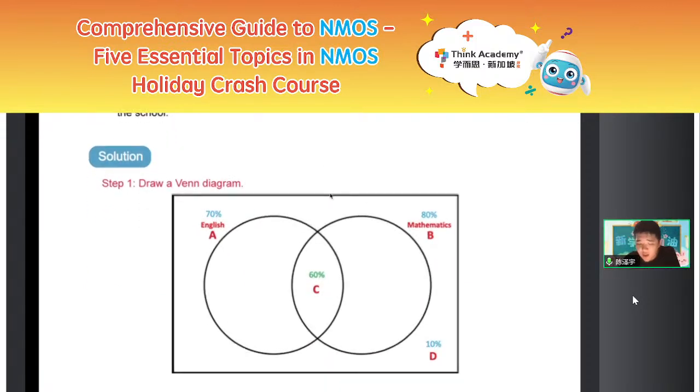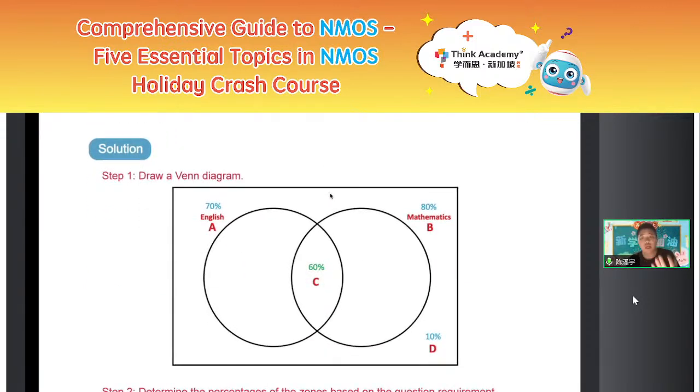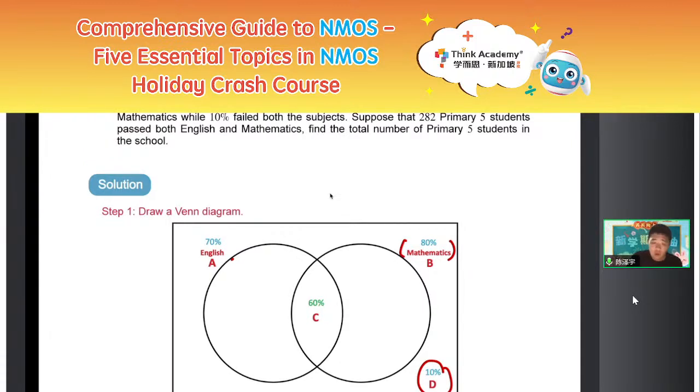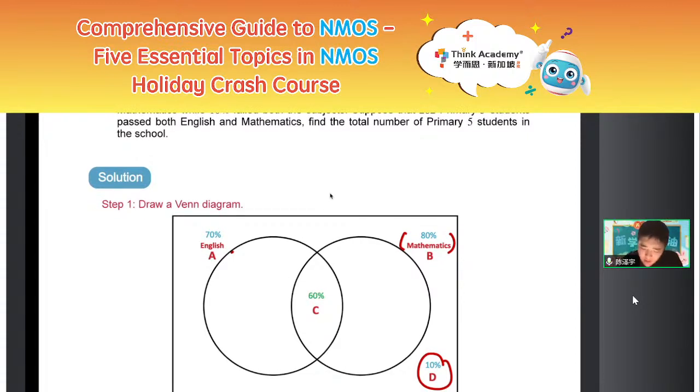All right, so here's the diagram that we can have. We have 2 circles. The first one, the left one, is for people who passed English. You can see 70% passed English. And the circle on the right is the 80% who passed maths. And we have a region that is outside the circles, for people who failed both subjects, 10%.